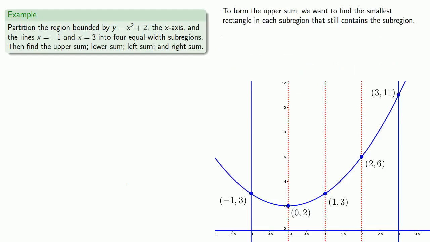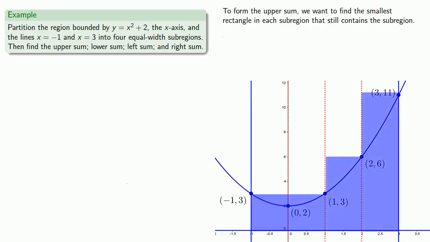To form the upper sum, we want to find the smallest rectangle in each subregion that still contains the subregion. So in this first subregion, we might want to start with a big rectangle and then shrink it down so that it just barely contains the region. And if we do that for each of our subregions, then we get this, and now we want to find the area of each of these rectangles.